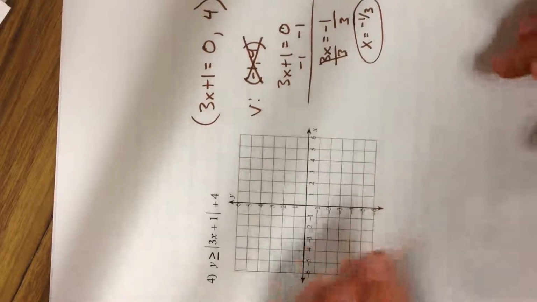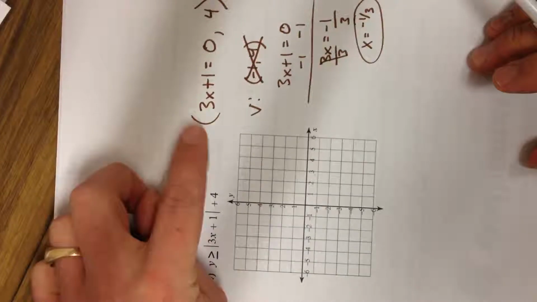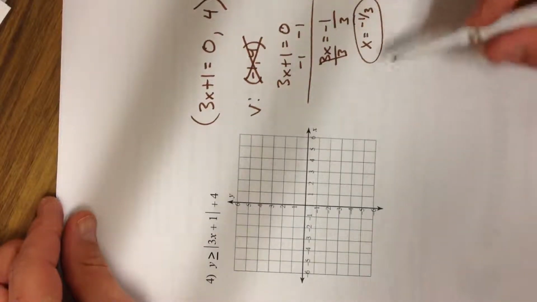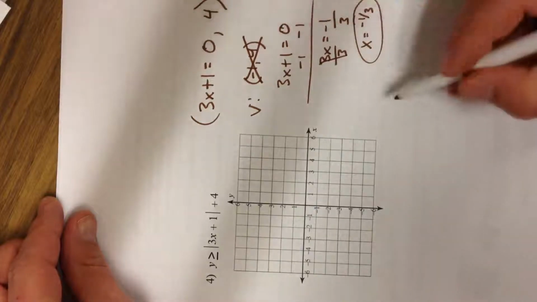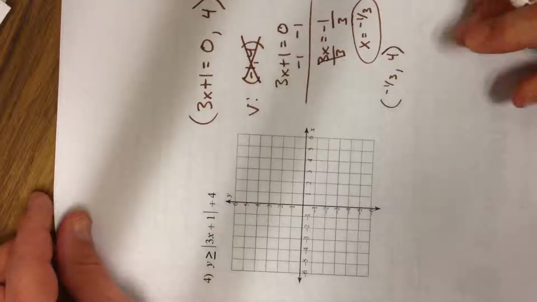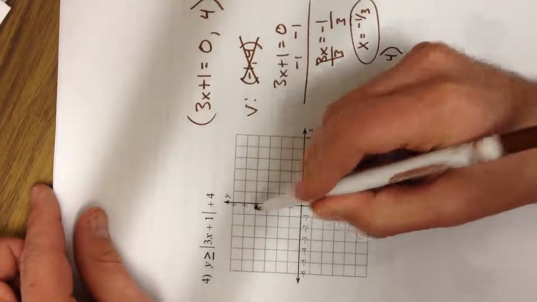Okay, so if you didn't quite catch that, my previous video tells you why you have to do that. Okay, so the x-coordinate of my vertex is negative 1/3, and my y-coordinate is 4. So negative 1/3, 4 is right up here.